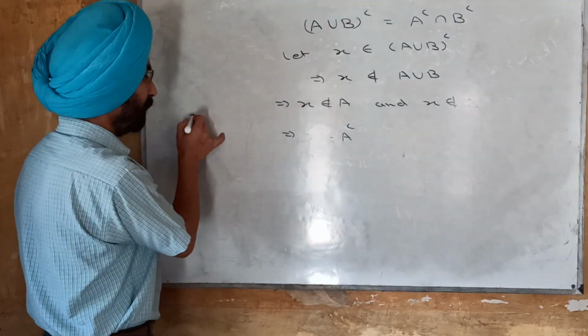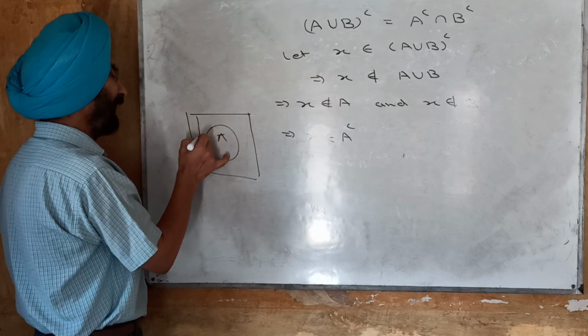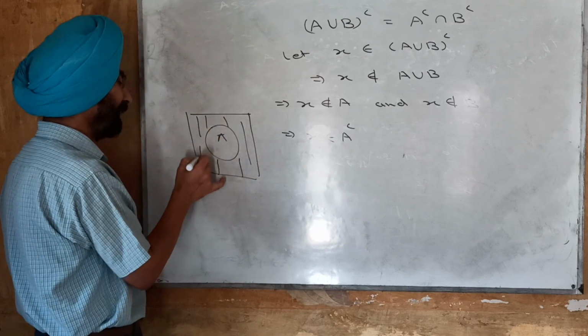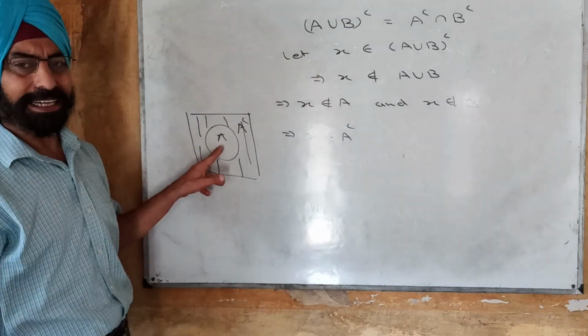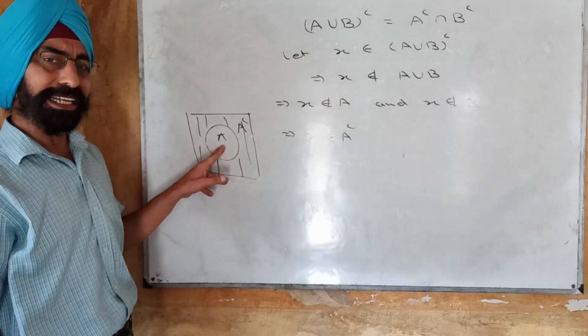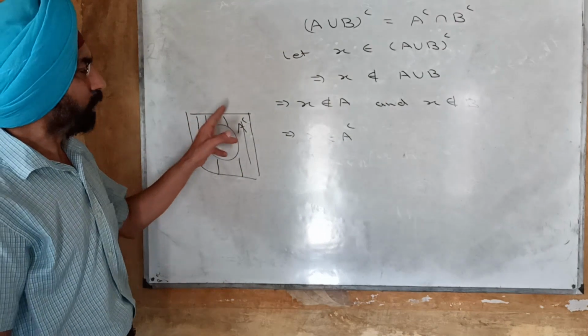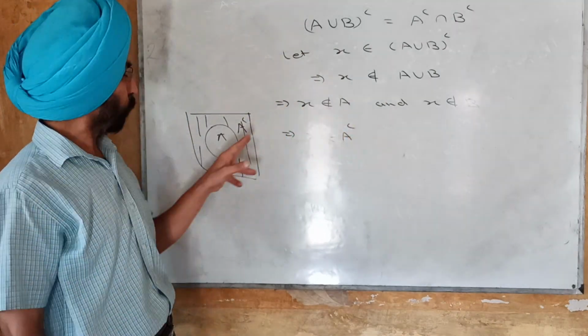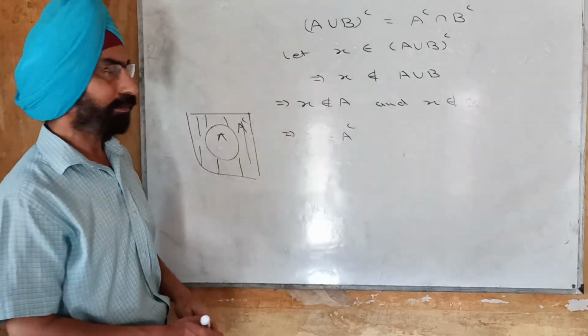There are two things. Look at this Venn diagram. This is your A, and everything that is outside, this is A complement. If something is there in A, it cannot be in A complement. And if something is not there in A, then where is it? It is in A complement. So X is not in A. So when X is not in A, then it must be in complement of A.